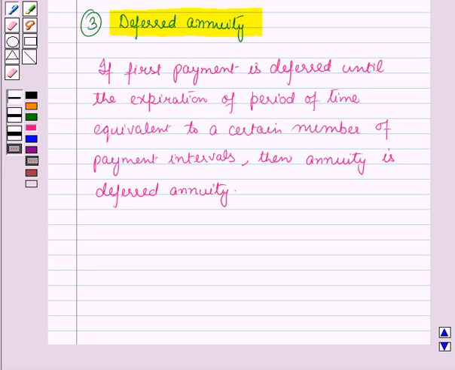So in this session, you have learnt about annuities, types of annuities, and classes of annuities certain.